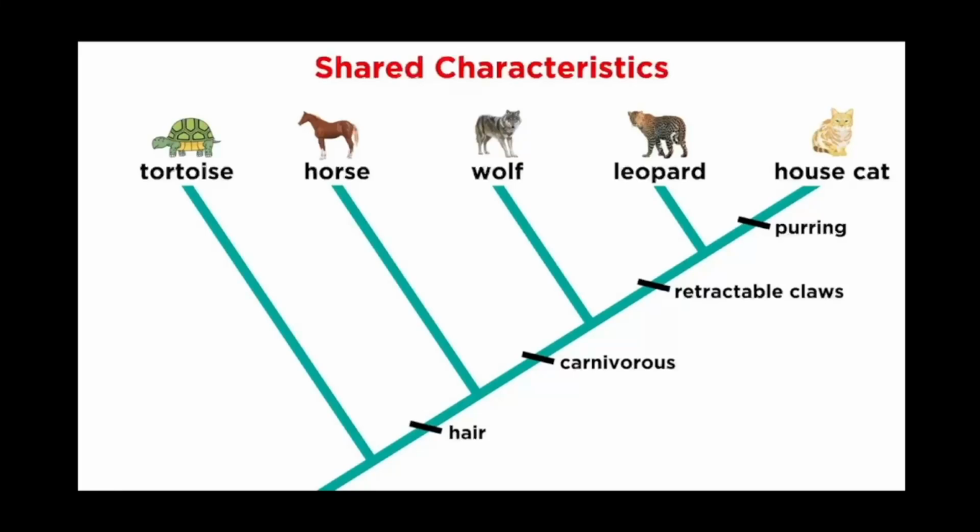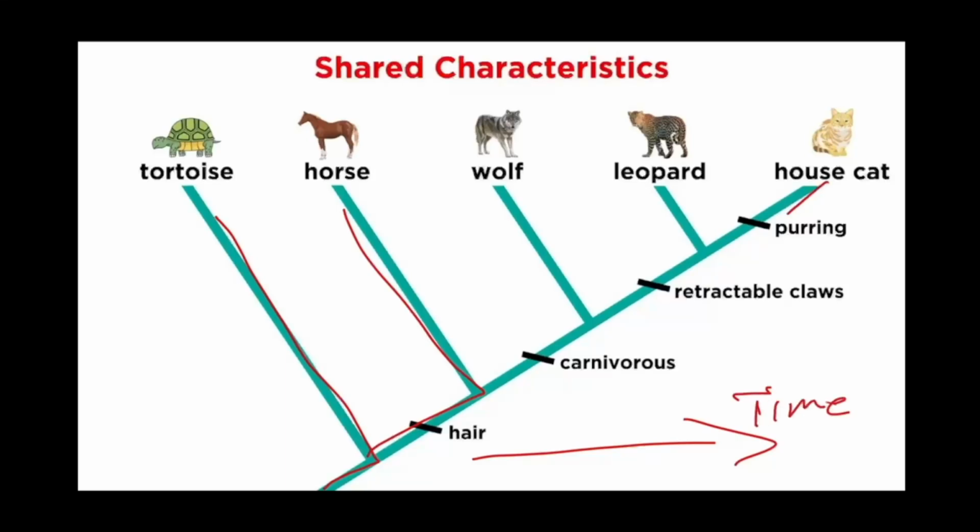So here's an example where you've got tortoise, horse, wolf, leopard, house cat. You've got these branches. So as time goes on, time is going this way. So the farther back we go in time, the farther back we have a common ancestor for those two organisms. So up here, the leopard and the house cat could have a common ancestor much more recently than the house cat and the wolf, although they could still share a common ancestor. And then, of course, the traits are indicated on the bottom.